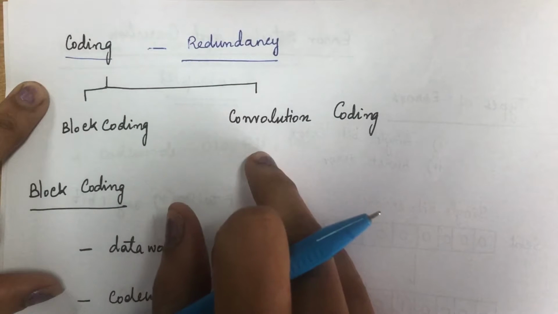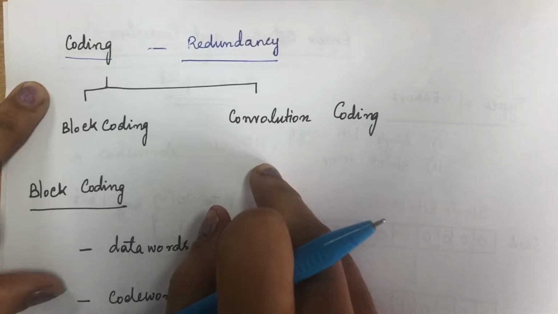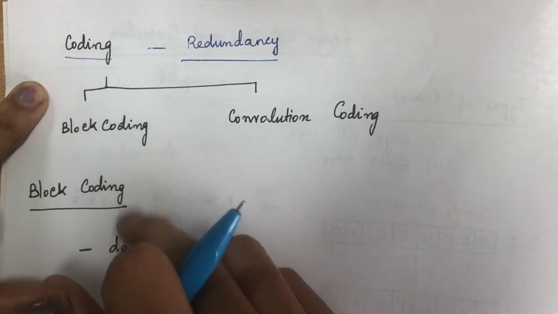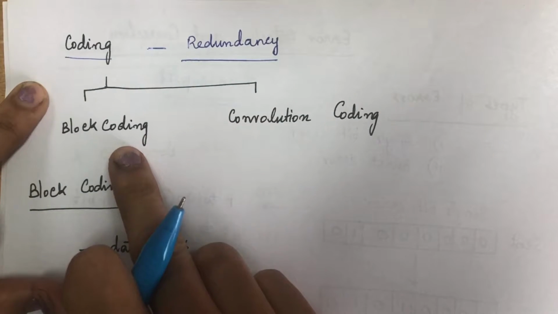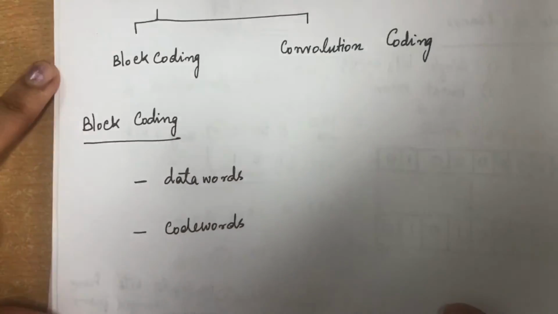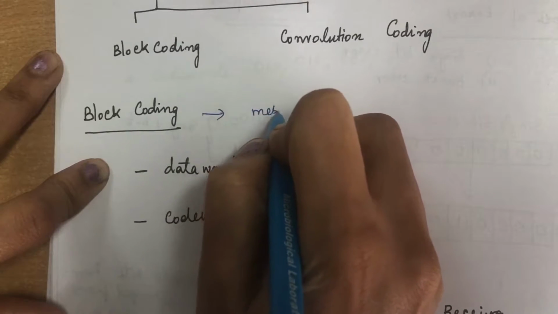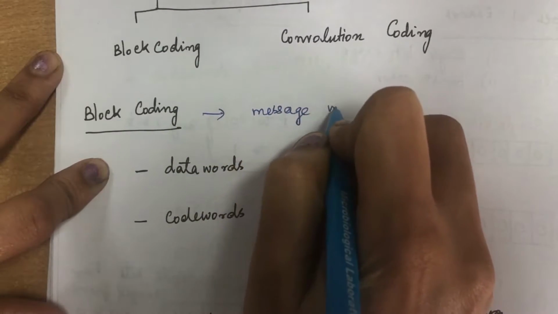There are two ways in which you can implement coding. One is block coding, the other one is convolution coding. In this book, we will be concentrating only on block coding. What is block coding? In block coding, we divide the message into blocks.